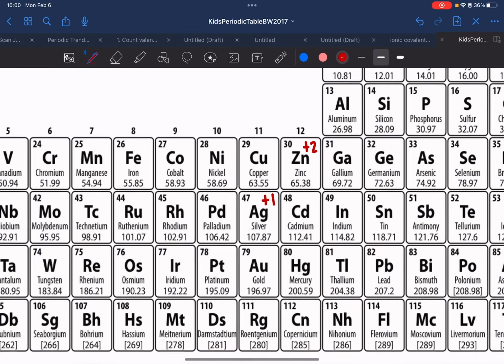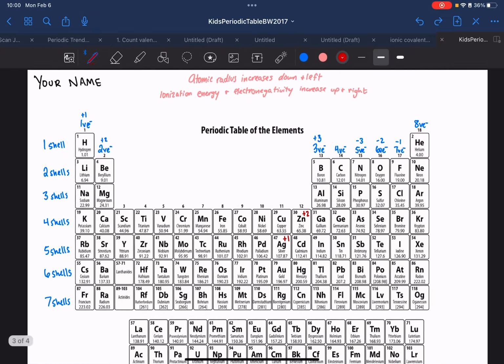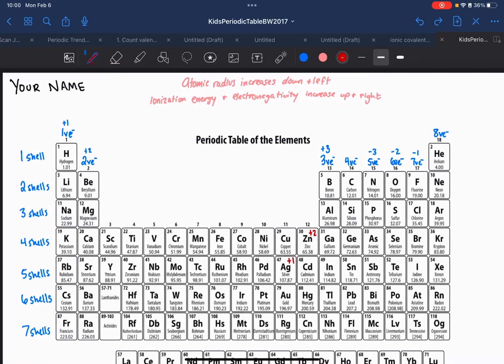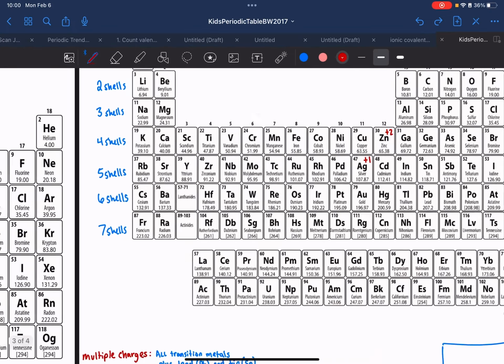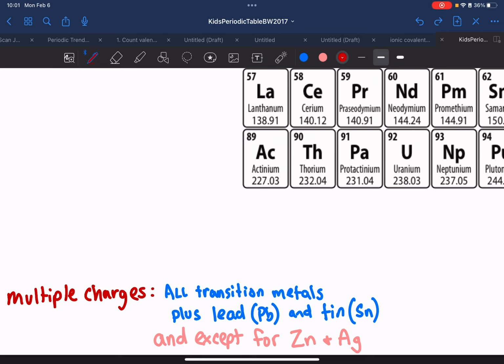So on your periodic table, I need you to put +1 in the upper right corner of your silver box and +2 in the upper right corner of your zinc box. And then in the bottom left corner, I want you to write what I have here. This is telling you which elements in the periodic table have multiple charges.